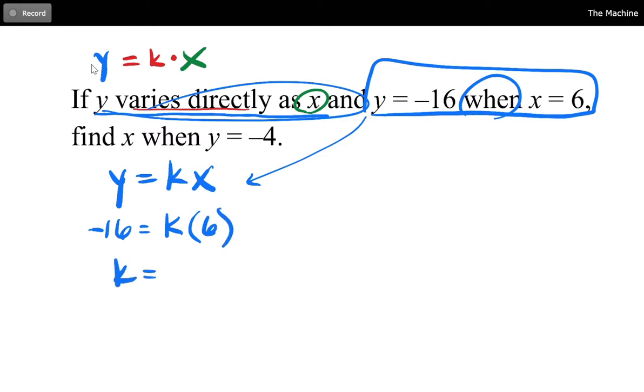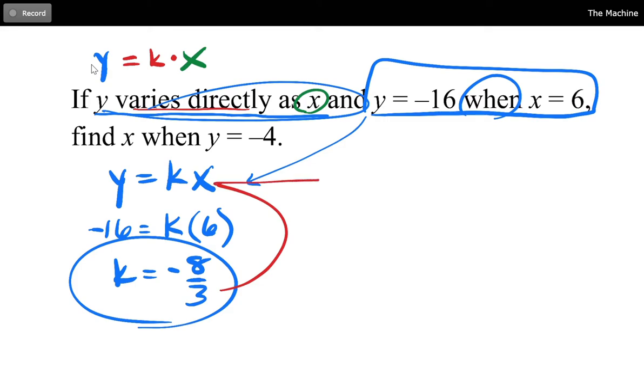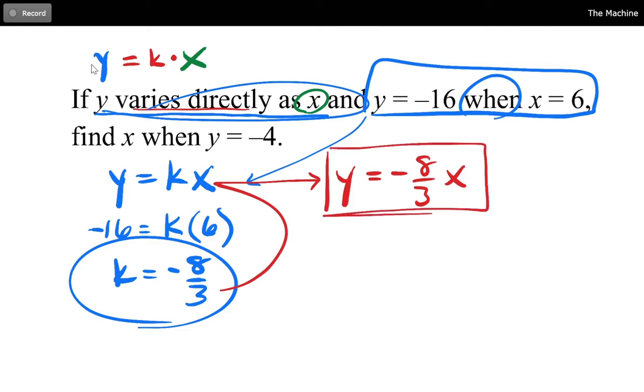k is going to be equal to, oh no, it's a fraction, negative 8/3. All right. Now that I have the k value, I can come back up here to my general equation, and I can now make it specific to this situation. I can say for all y's, they're equal to the k value, negative 8/3 times x. This is now my specific equation that models this information.